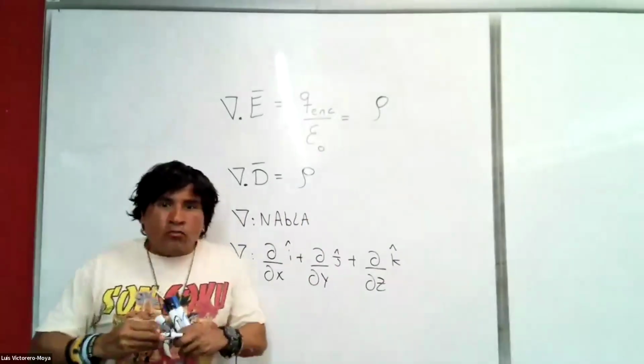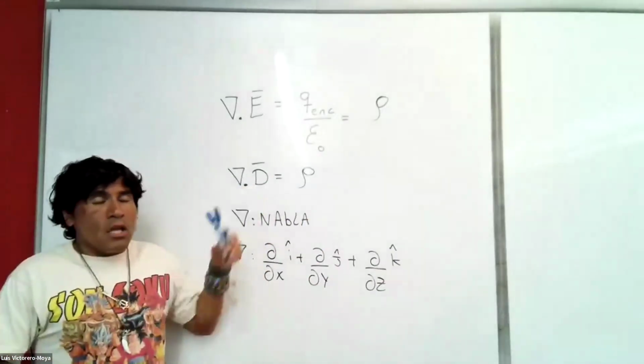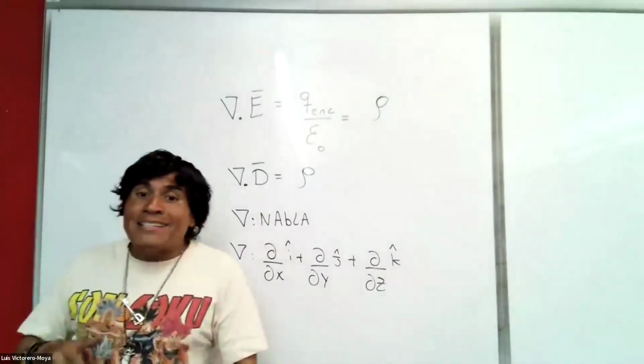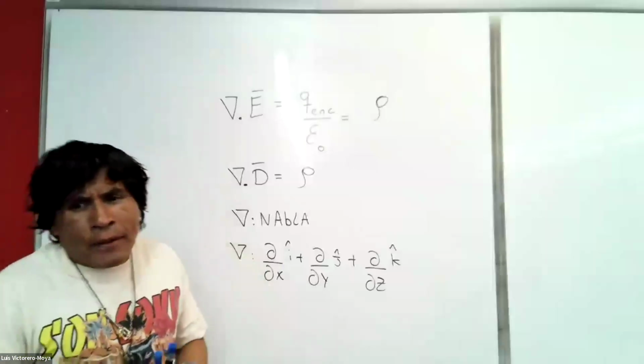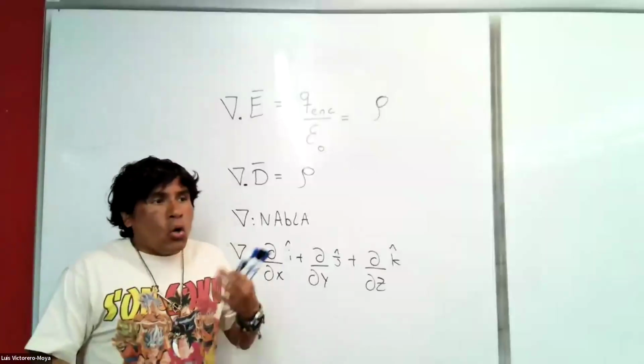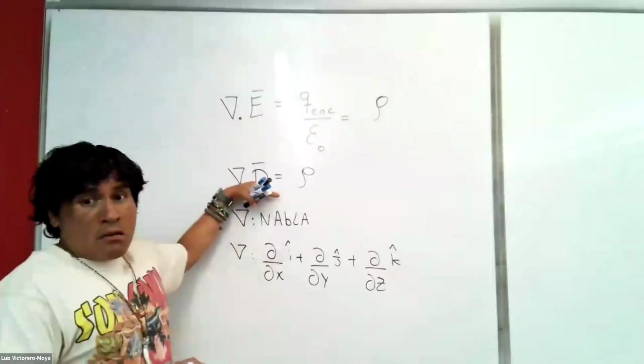For a vector, you find the divergence. For a scalar, you find the gradient. And then again, for a vector, you can find the curl. So Gauss's law can be written like this.